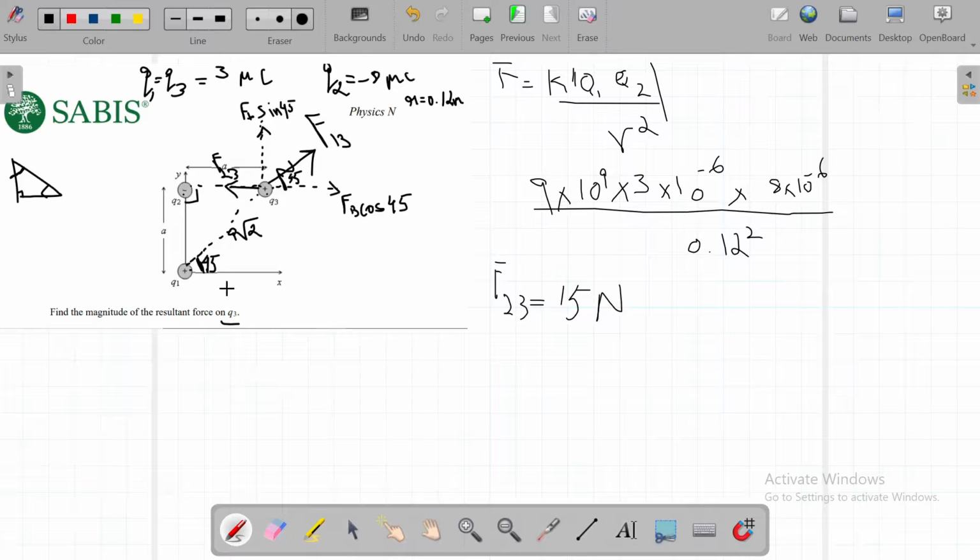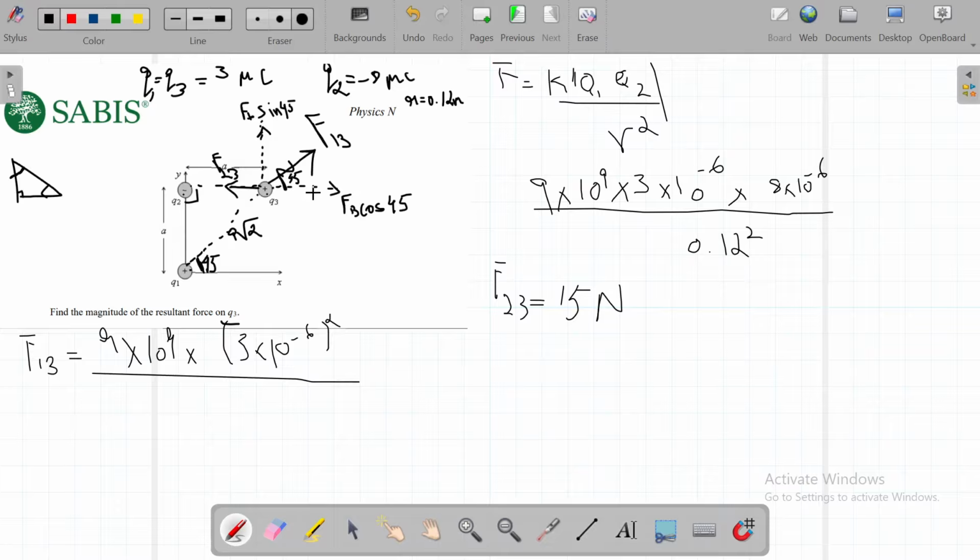Okay? And to find F13, we'll do the same thing. So it's going to be K, which is 9 times 10 to the power of 9, times the charge of Q1 and Q3, which is the same. So I'm just going to write 3 times 10 to the minus 6 squared, because they're multiplied by each other. Over the distance between the two charges, which is 0.12 root 2 by Pythagoras' theorem.